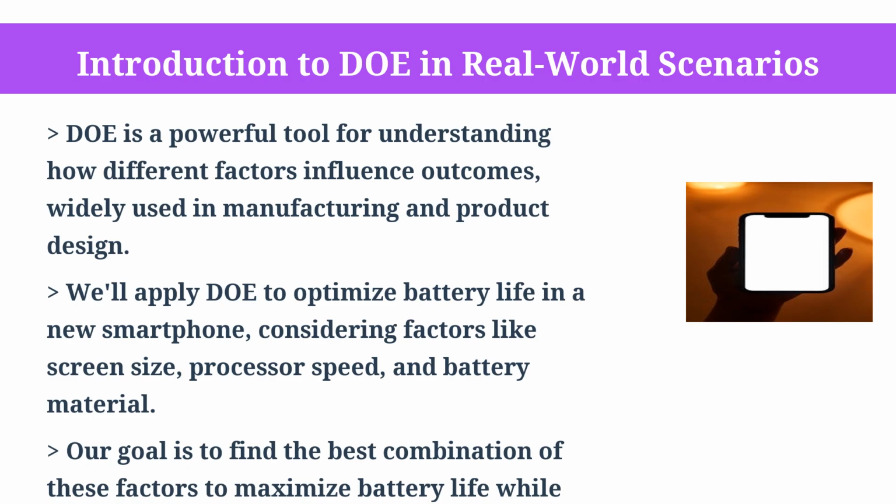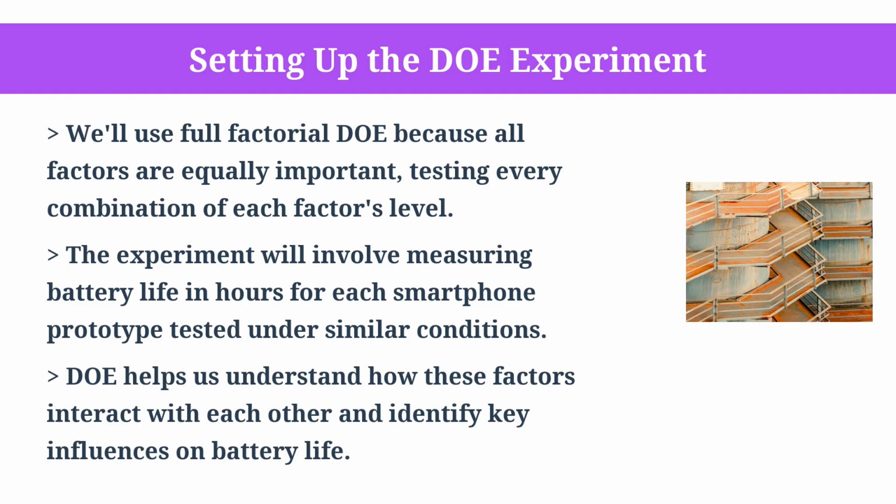So today, we'll look at a high-ticket item scenario. Let's say we're designing a new smartphone. The goal here is to optimize the battery life while maintaining other key features. We have several factors that could impact this: screen size, processor speed, and the material used for the battery itself. Each of these has different levels or settings.